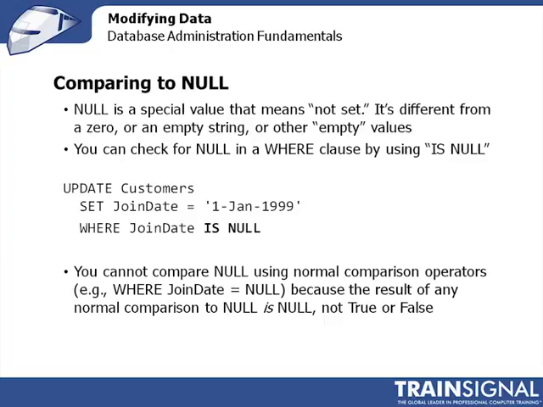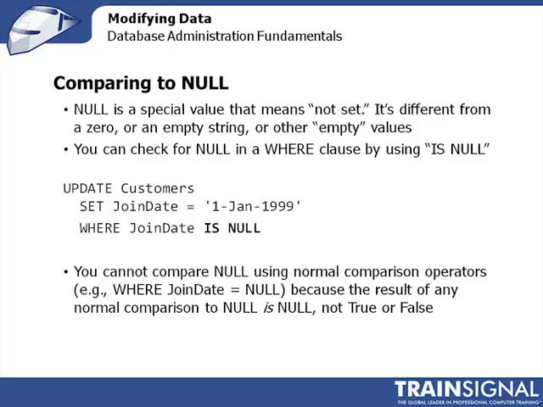Now, when you write that where clause, sometimes you may want it to only look for rows that contain a null value in some column. For example, I want to update my database and I want to find all the rows that have a null in a particular column, and I want to put some meaningful value into it. Null is a special value that means not set. It is different from 0 or an empty string or other empty values. You can check for a null in a where clause by using the special phrase is null. You cannot compare null using a normal comparison operator.